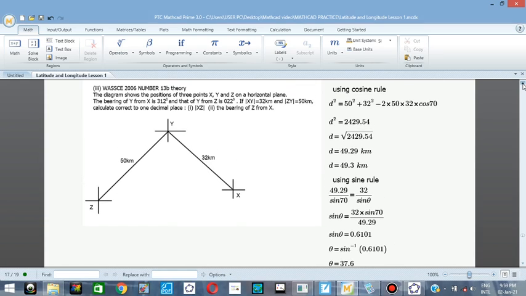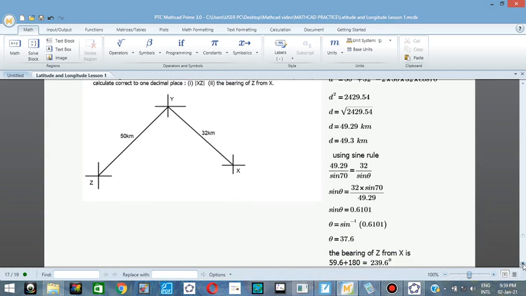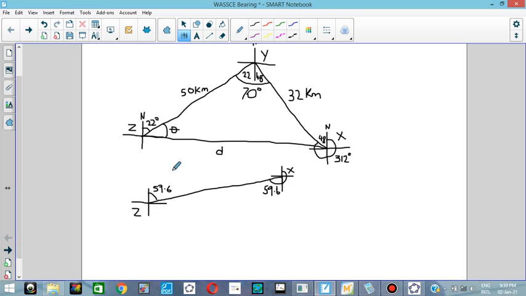Let me see, that is WAEC 2006 number 13B. So the distance XZ is 49.3 kilometers, and the bearing of Z from X is 239.6 degrees. So that is all with this question. You can go through the diagram again, you understand everything. Just go through the video very well. You see that it's not really difficult, it's easy.